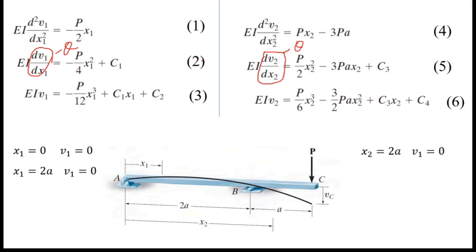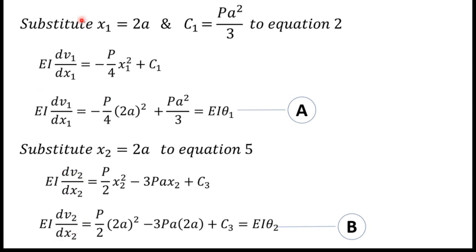So I can use equation 2 and equation 5 to build another relationship. I will substitute x1 equals 2a and c1 equals pa squared over 3 into equation 2. So this is equation 2. If I substitute these values, I will have this equation. It equals EI theta 1, and I will label this equation as equation A.